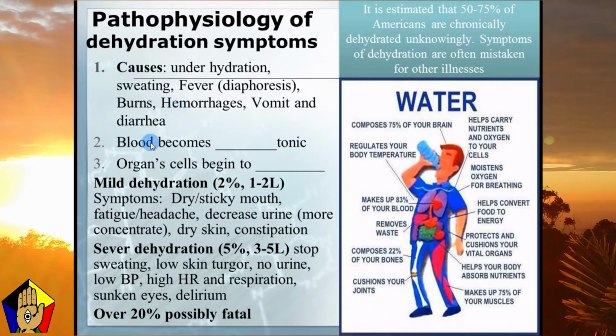So what's going to happen to your blood? Let's say you're losing pure water, not lots of solutes. What's going to happen to your blood? If you're losing pure water, the blood becomes hypertonic and it dehydrates the cell.